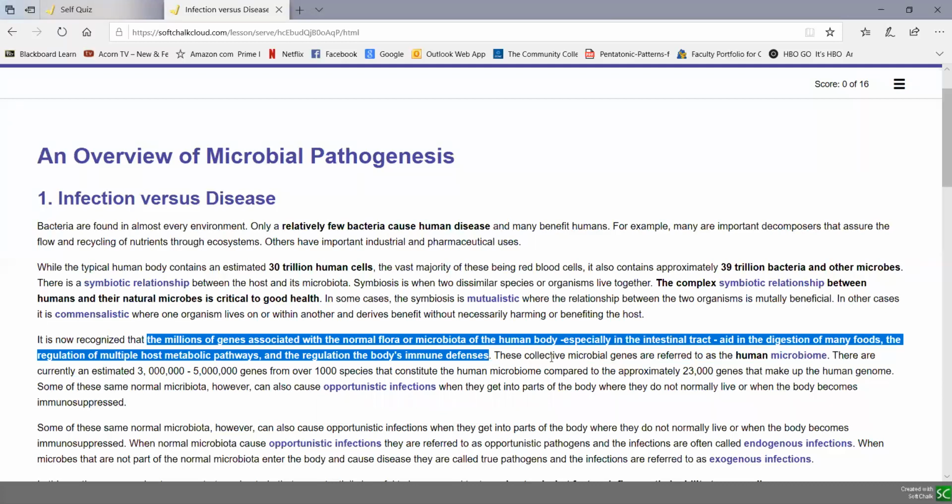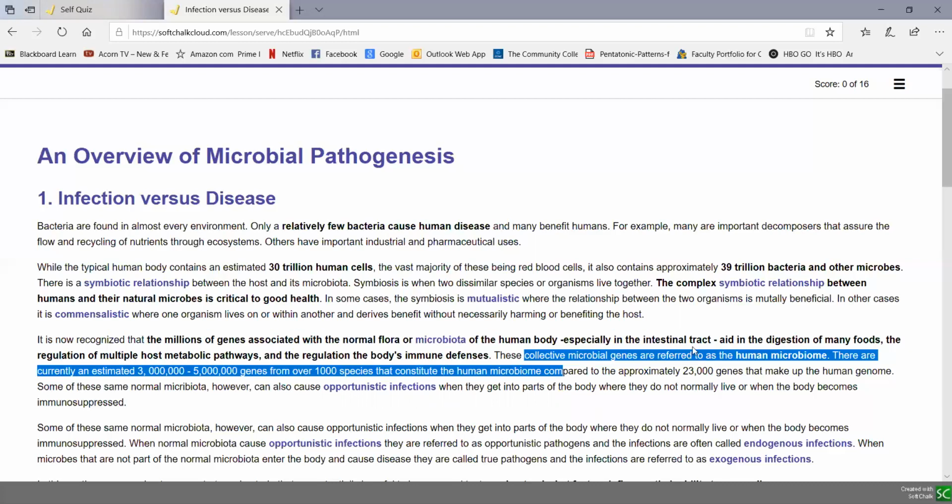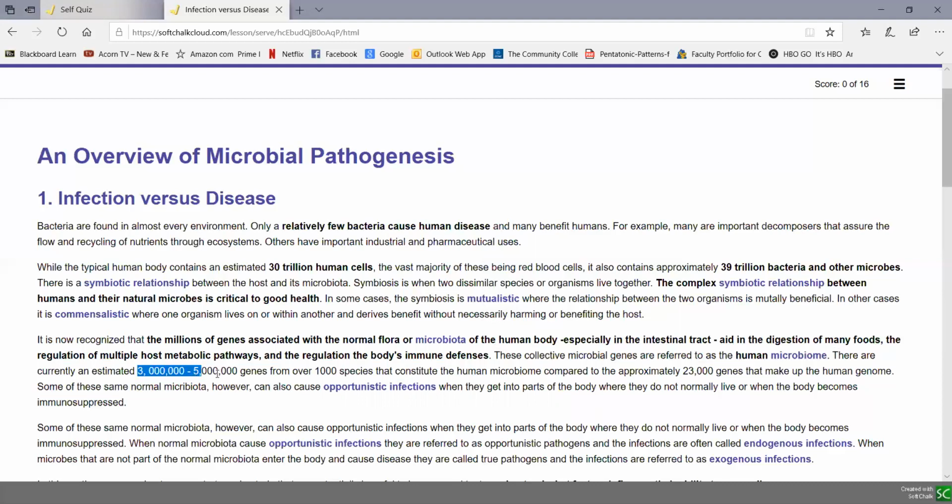The collective microbial genes of the microbiota in microbiology is often referred to as the human microbiome, with the microbiome referring to the genes of the microbiota. Now, there's an estimated 3 to 5 million genes from over 1,000 species that constitute the human microbiota, compared to the approximately 223,000 genes that make up the human genome. So most of the genes that are functioning, for example, in our intestinal tract are the microbial genes rather than the human genes.